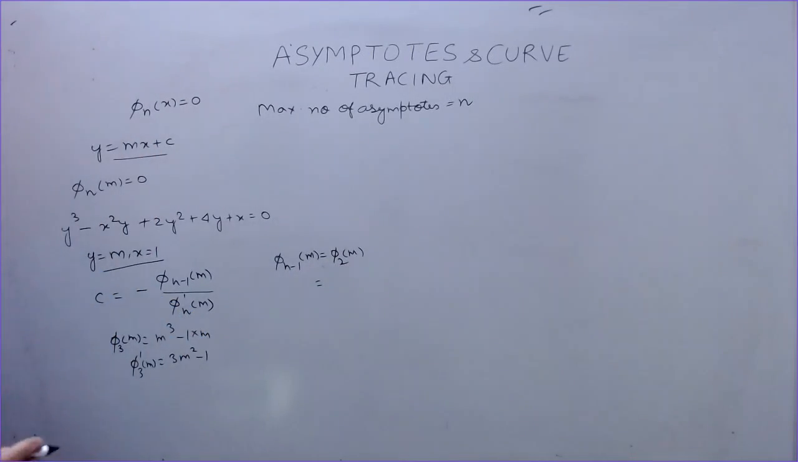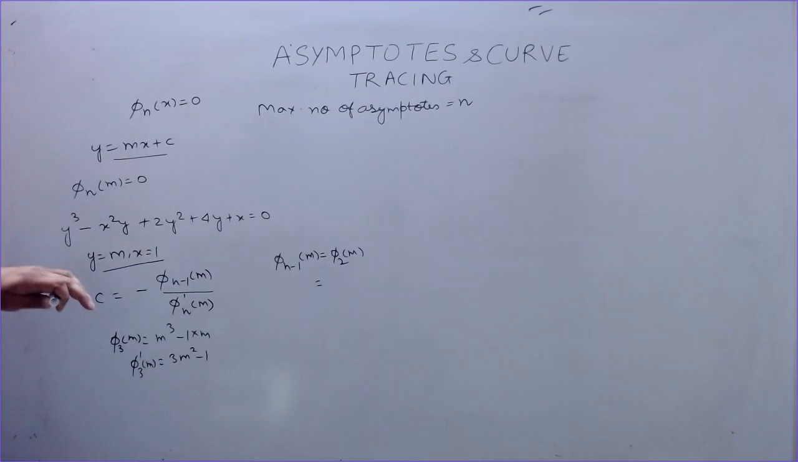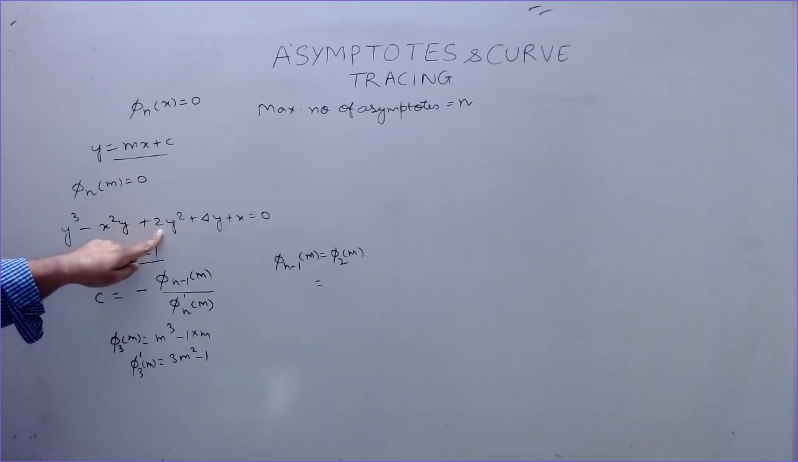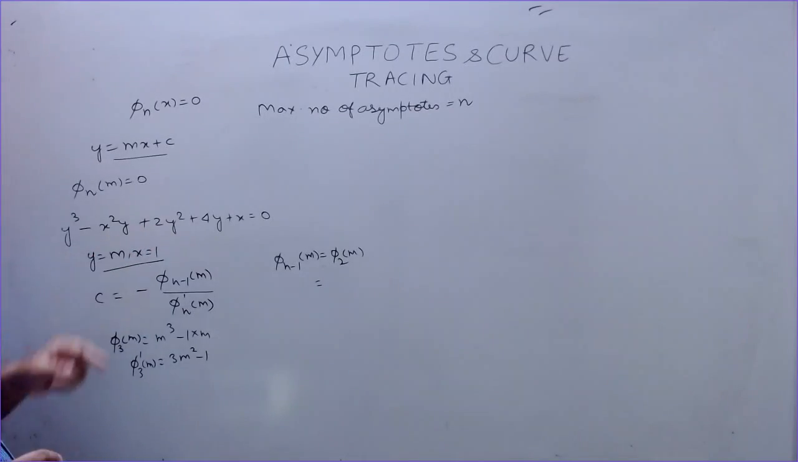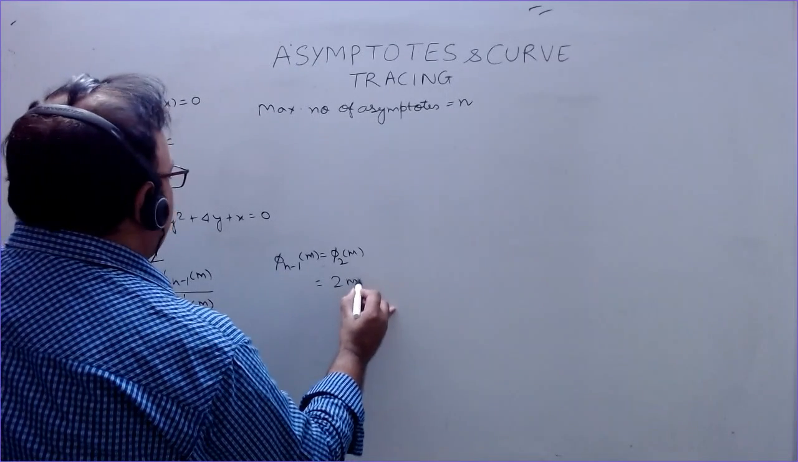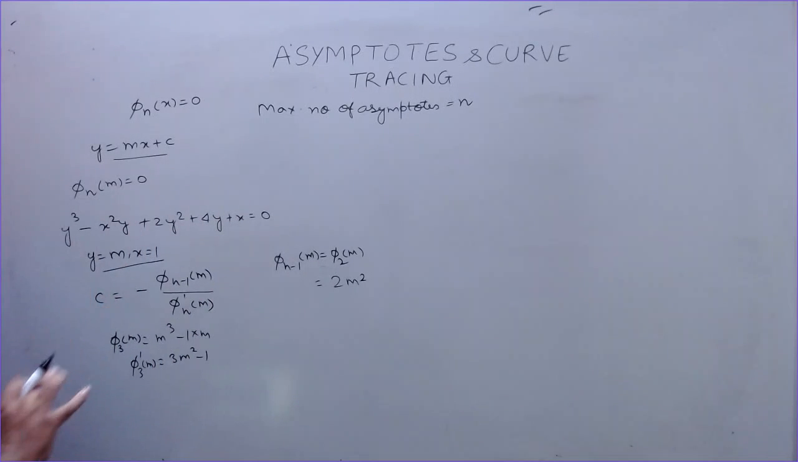Phi 2 m means put the same y equal to m, x equal to 1 in second degree terms of this equation. So here we have second degree is y square, because this is 1 less than this. Here phi 3 n is equal to 3, so this will be phi 2 m. So put y equal to m here. So this is 2m square only. Other terms are this value of m, and we'll write the.